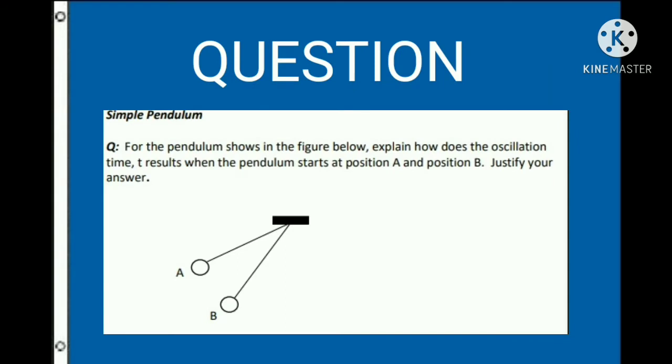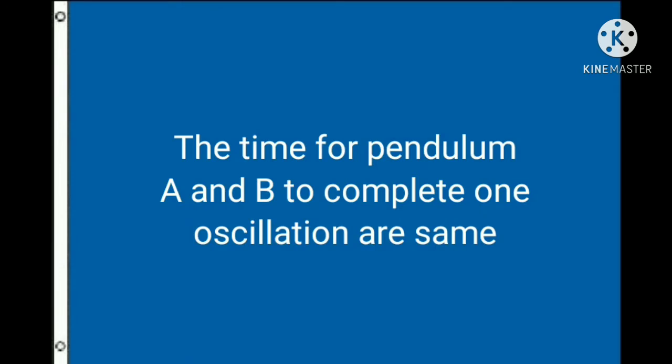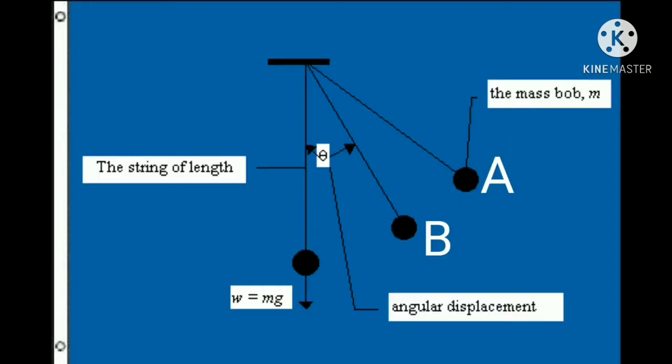The question asks to explain how the oscillation time results when the pendulum starts at position A and position B. The time for pendulum A and B to complete one oscillation is the same, because the relationship between a pendulum that swings through a small angle and the time of each swing, which is the period, remains the same as if it swung through a large angle.